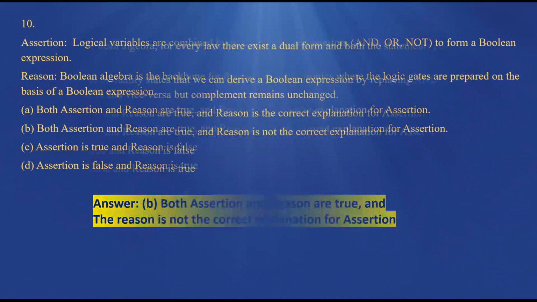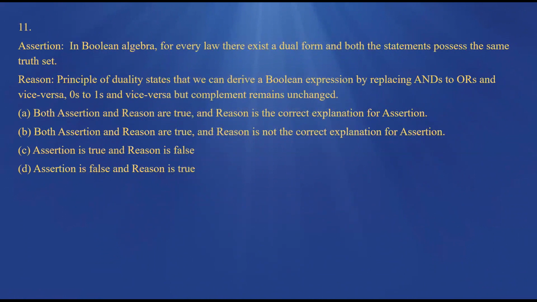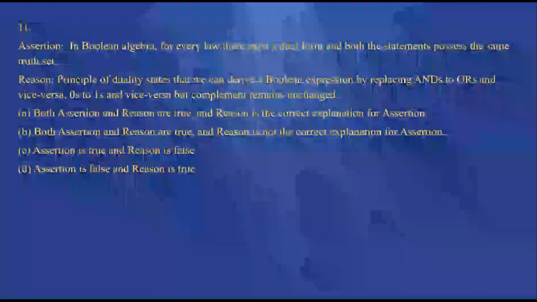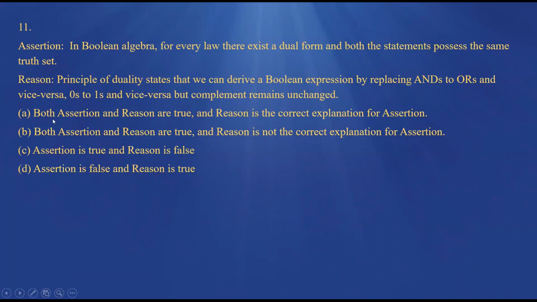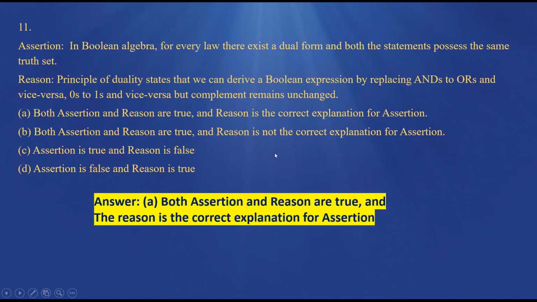Next question. In Boolean algebra, for every law there exists a dual form, and both statements possess the same truth set. We have the principle of duality. Let's see the answer. Here option A, both assertion and reason are true, and the reason is the correct explanation for the assertion.